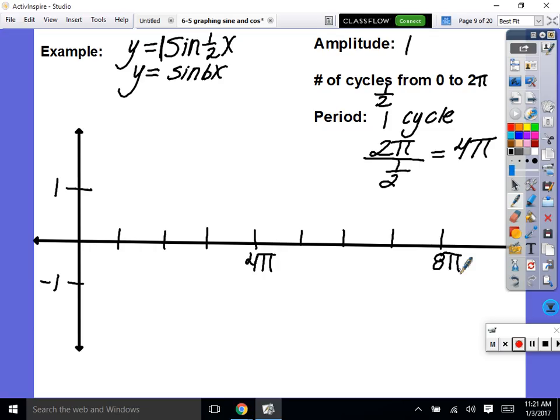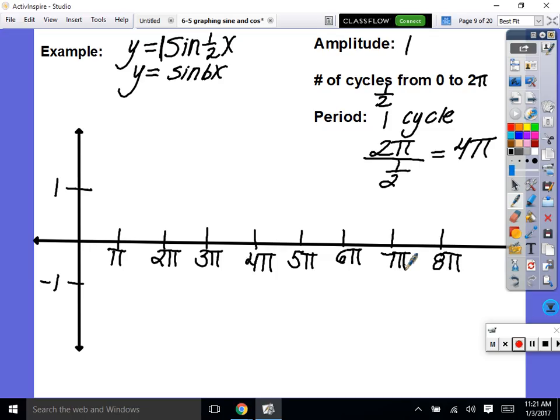Is anybody confused? So let's fill in these tick marks. Halfway between 4 pi and 0 is 2 pi. So right here is 2 pi. Halfway between 4 pi and 8 pi is 6 pi. Now between 0 and 2 pi, this is 1 pi, 2 pi, that'll put us at 3 pi, 4 pi, that'll put us at 5 pi, 6 pi, 7 pi, 8 pi. So we've listed out our x-axis here.